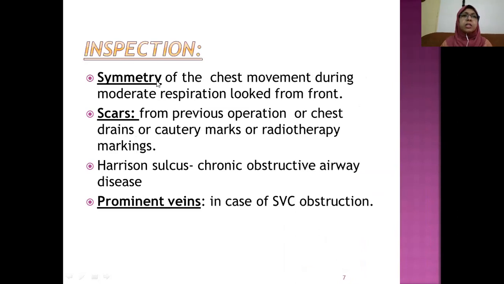On inspection, look at the symmetry of chest movement during moderate respiration from the front, as well as from the leg side of the patient. Look for any scar mark from a previous operation, chest drain, or radiotherapy marking, which is important in adults. Harrison sulcus is present in chronic obstructive airway disease, and prominent veins in case of superior vena caval obstruction are more common in adults.